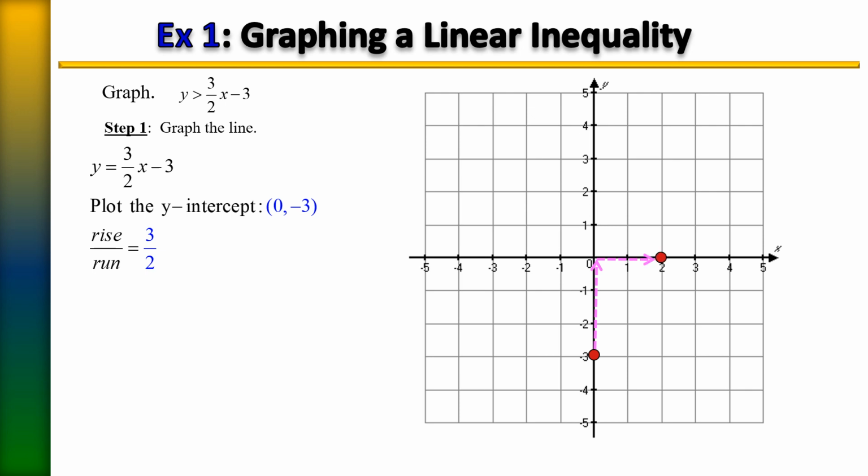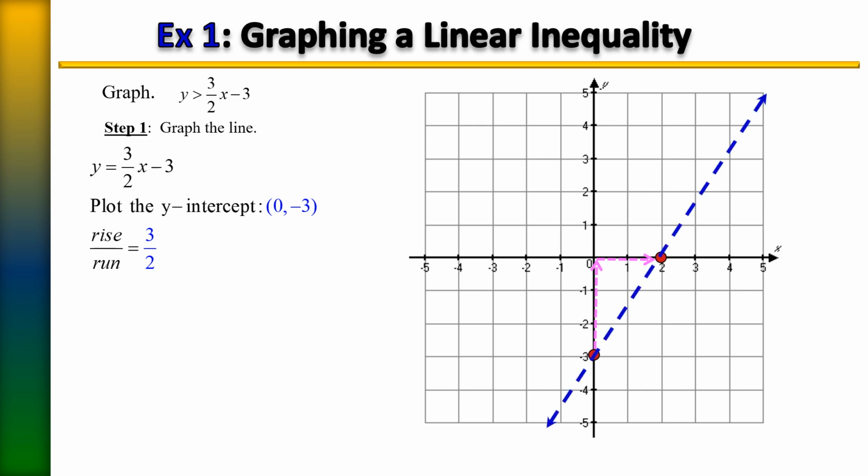And what type of line am I going to draw through those two points? Is it going to be dashed or is it going to be solid? Well, if you said dashed, you are correct, because anytime you have the symbols with no line underneath, you are going to draw a dashed line.